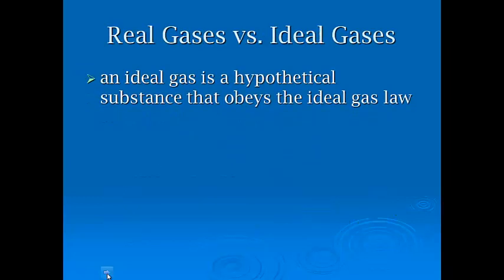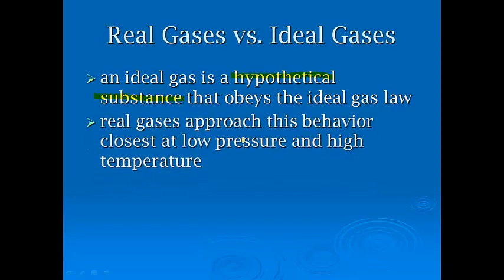Okay, real gases versus ideal gases, and we'll come back to this at the end of the unit as well. But an ideal gas really is just a hypothetical substance that obeys the ideal gas law. It's a perfect situation that makes things easier to study. Real gases can approach this behavior the closest at very low temperature and very low pressure, and very high temperature. Those are scenarios that allow gases to have the most movement, the fastest movement, and the least amount of attraction forces between them.